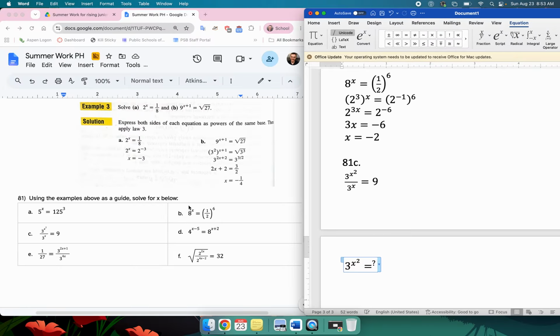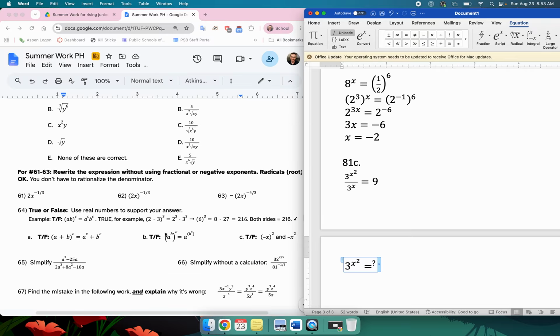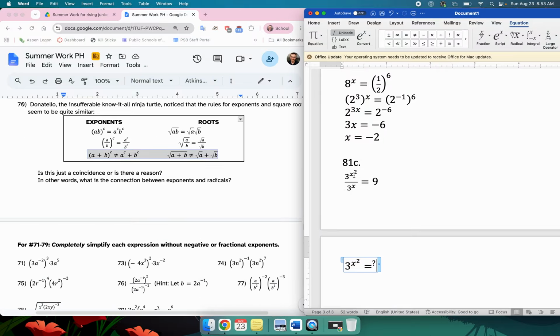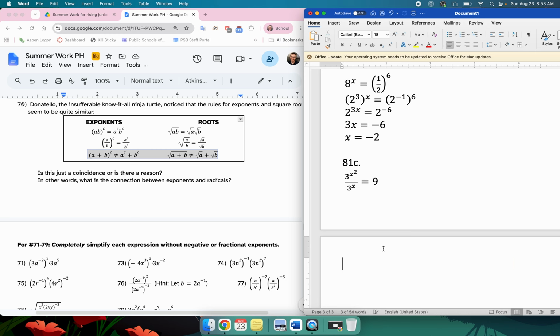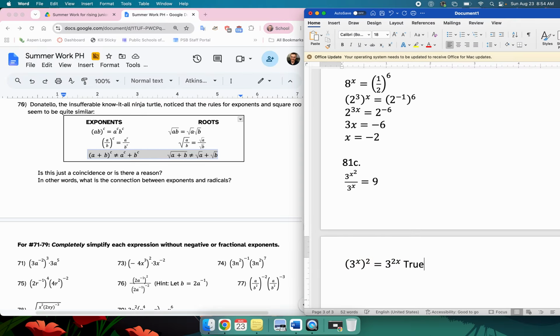This gets back to, if you remember, the true-false question earlier in the worksheets. This one right here, true or false, a to the b to the c is equal to, and I said this was false. That's actually related to the reason why the 3 to the x squared is not 3 to the 2x. It's definitely true that 3 to the x, all squared, is indeed equal to 3 to the 2x. That's true.